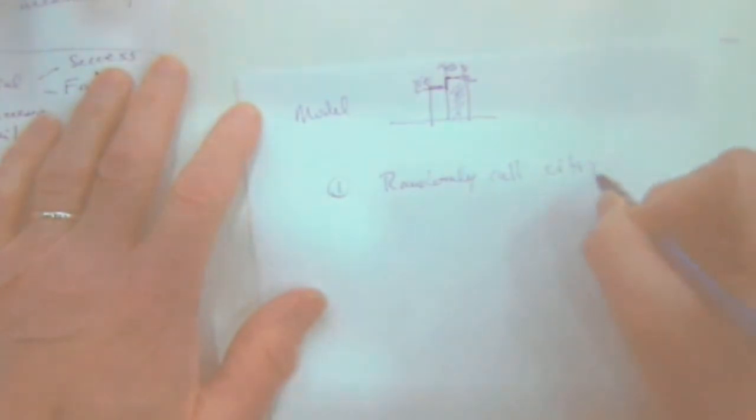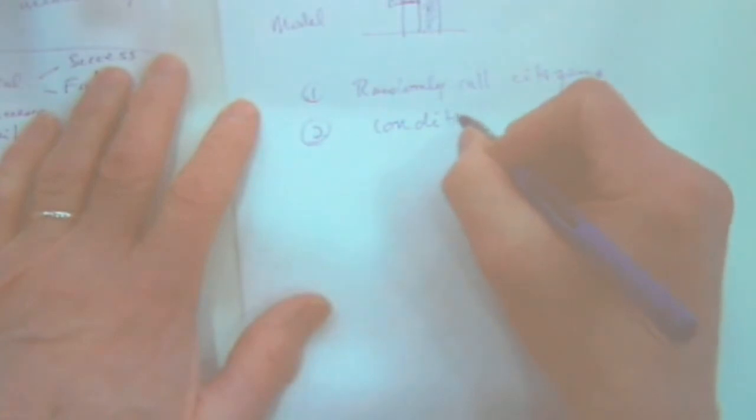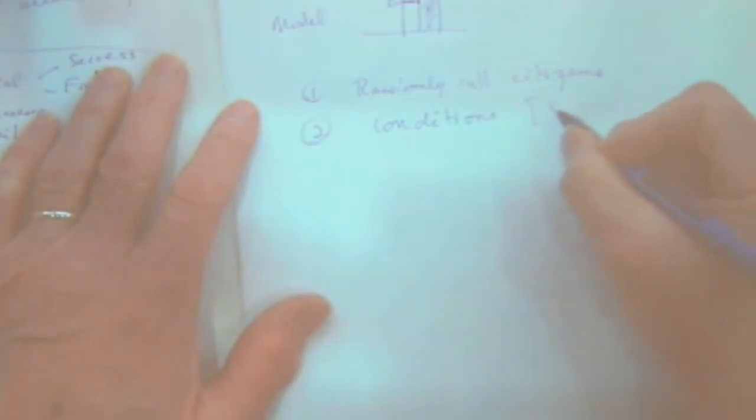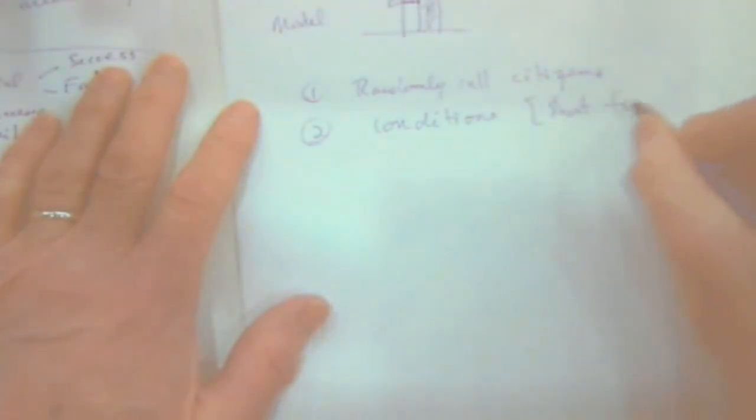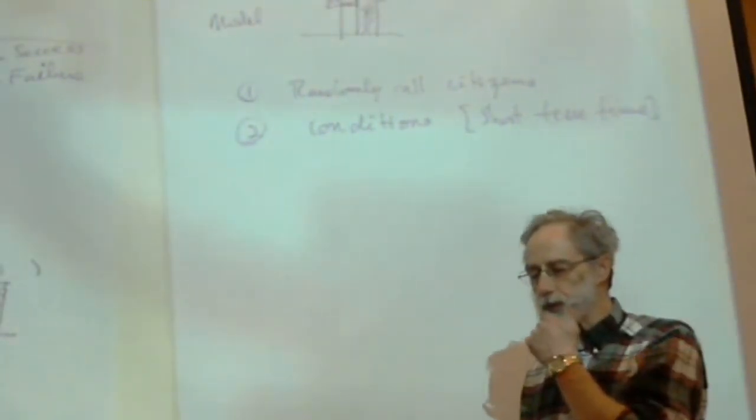So citizen people can vote. Two conditions: you've just got to have a short time frame, or the conditions. You could do it for a simple experiment too.